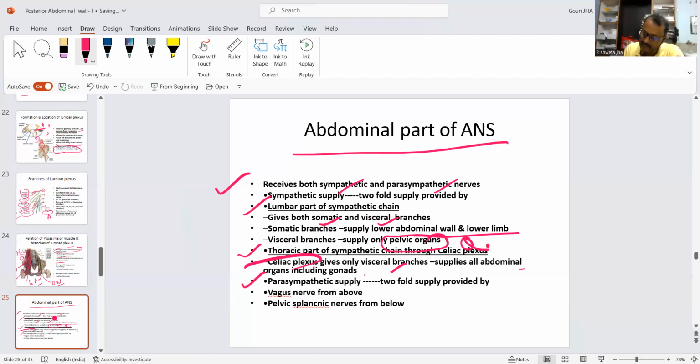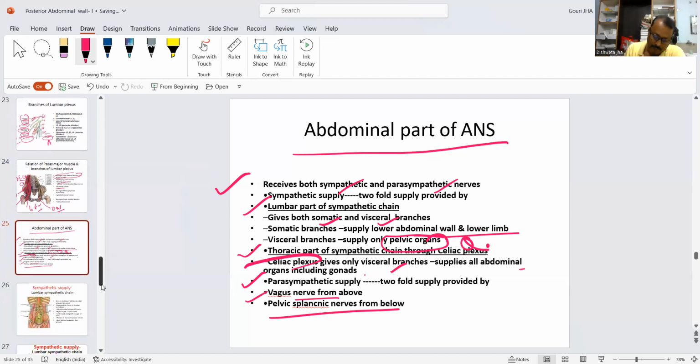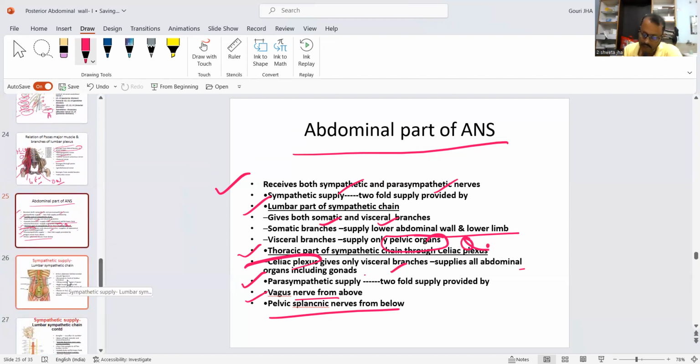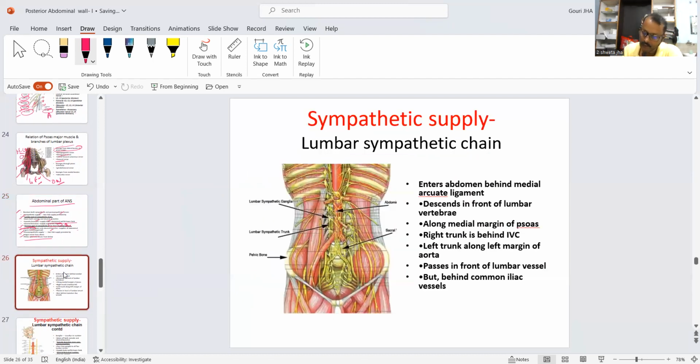Regarding the parasympathetic, there is a twofold supply by the vagus nerve from above and the pelvic splanchnic nerve from below. That is the sacral outflow. Then we have the lumbar sympathetic chain. We can see the lumbar sympathetic chain over here.